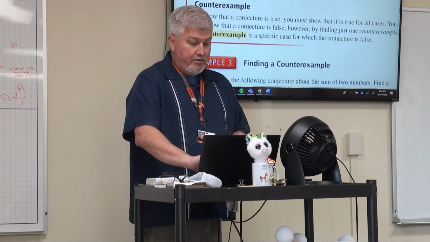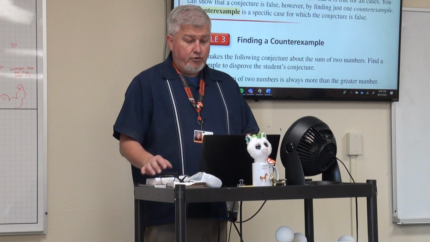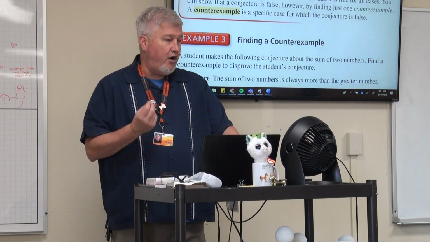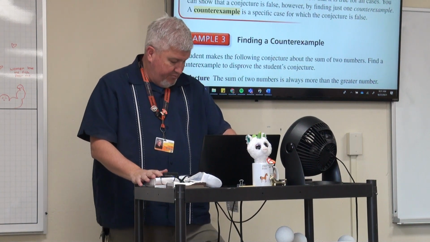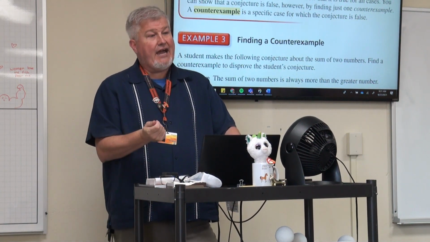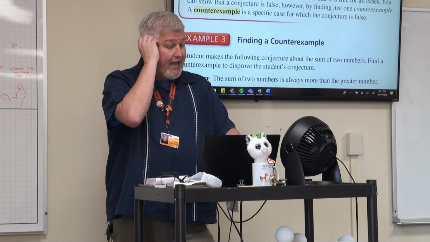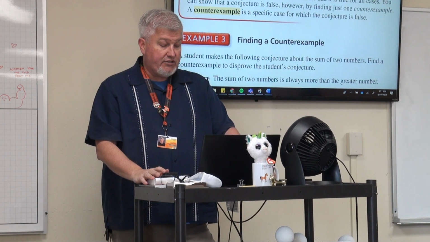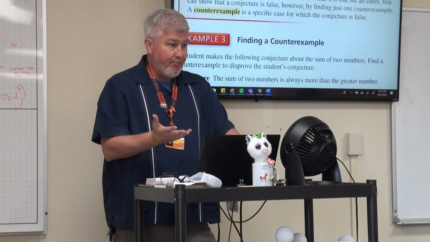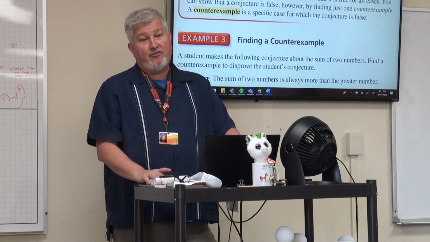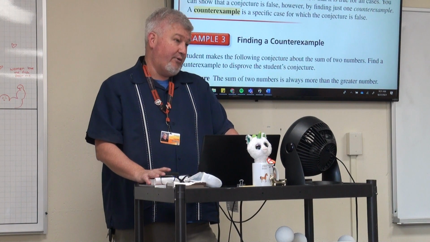Now, to show that a conjecture is true, you must show that it is true for all cases. You can show that a conjecture is false by finding just one counterexample. And so a counterexample is a specific case for which the conjecture is false. That's another vocab term that you need to know, counterexample. So Leif had our counterexample for the cats with 4 paws, apparently.